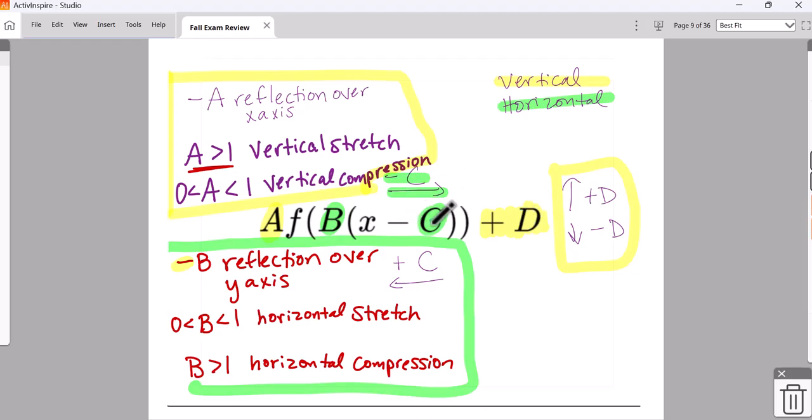These are both added numbers, and so both of these are translations, or shifts left and right, and shifting up and down. And so when it's minus C, it's going to the right. When it's plus C, it's going to the left. Plus D is going up, minus D is going down.